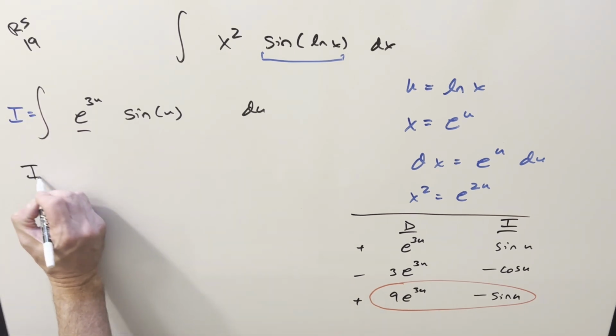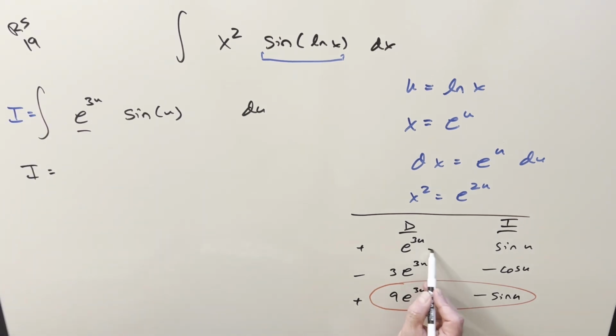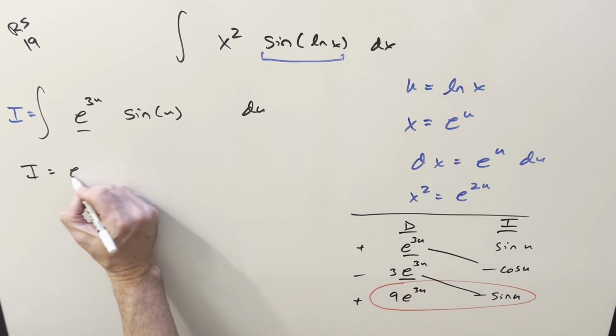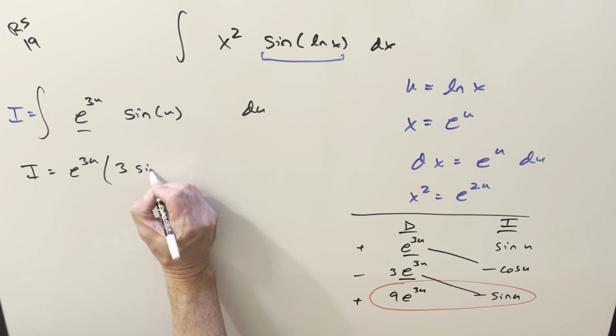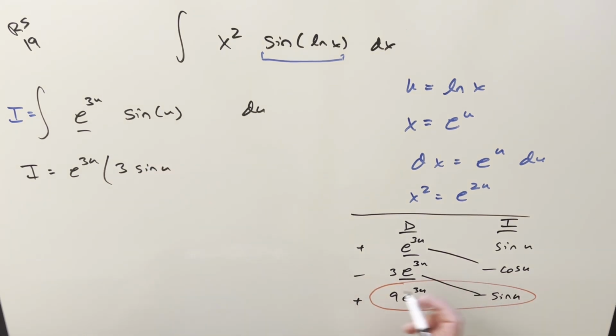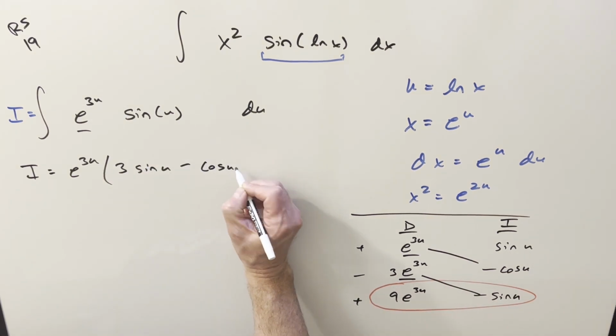For this I value, we've got part of the solution on the diagonals with e to the 3u in common. So I'll factor that out. We'll just do the positive e to the 3u. I will go out of order though, because here minus times minus is plus, so I can write this part as 3 sine u, and then minus this other part, which is just cosine u.